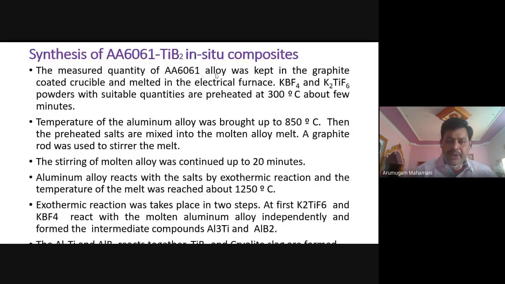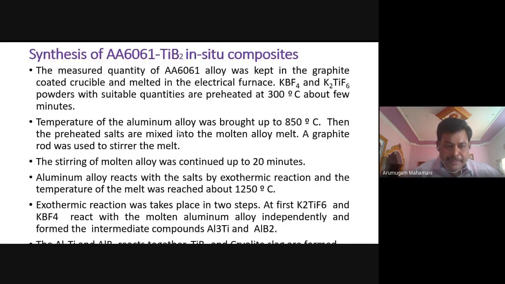A pre-measured quantity of aluminum alloy is kept in a graphite crucible. Then the halide salts KBF4 and K2TiF6 are used, because adding them gives an exothermic thermodynamic reaction and you get TiB2 synthesis. I will show that chemical reaction later. These powders are called halide salts, and suitable quantities are preheated. KBF4 can't be added directly into the melt, so you preheat it up to 300 degrees centigrade for a few minutes.